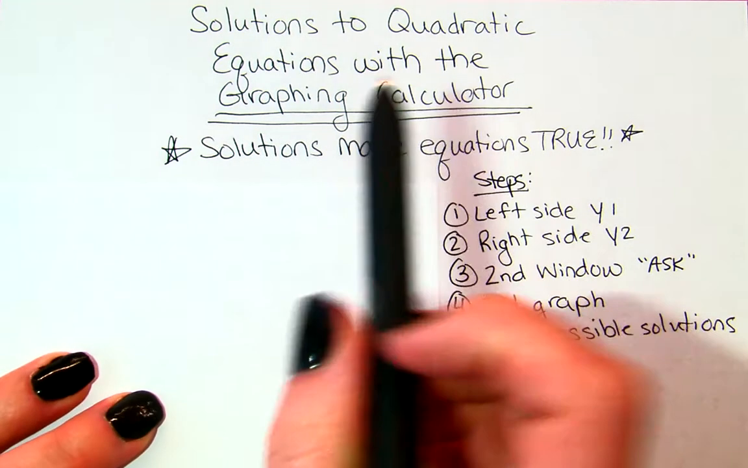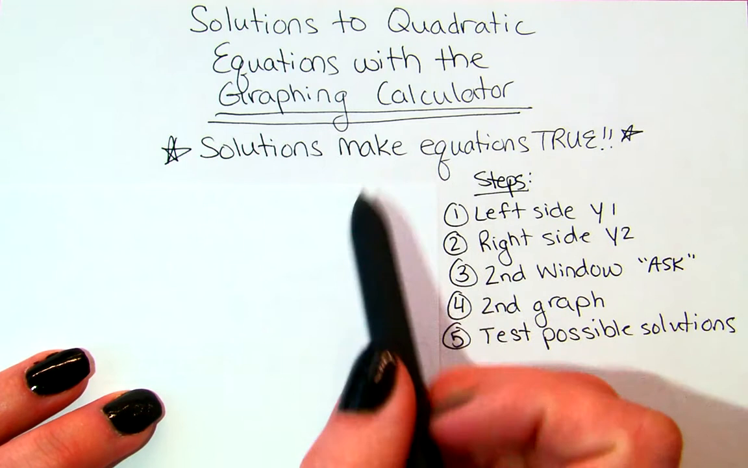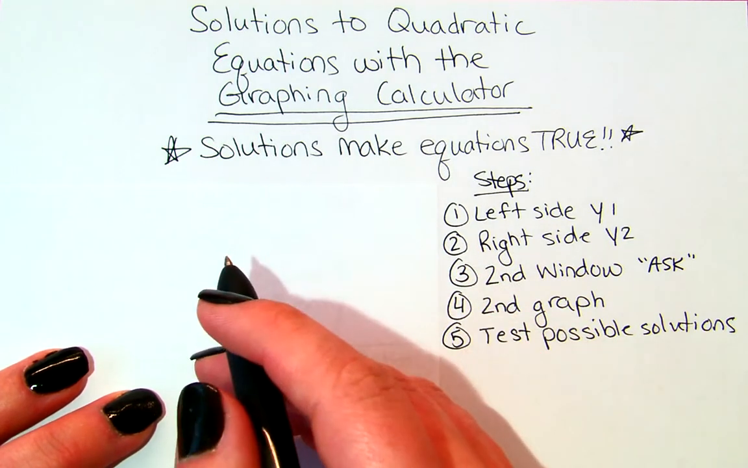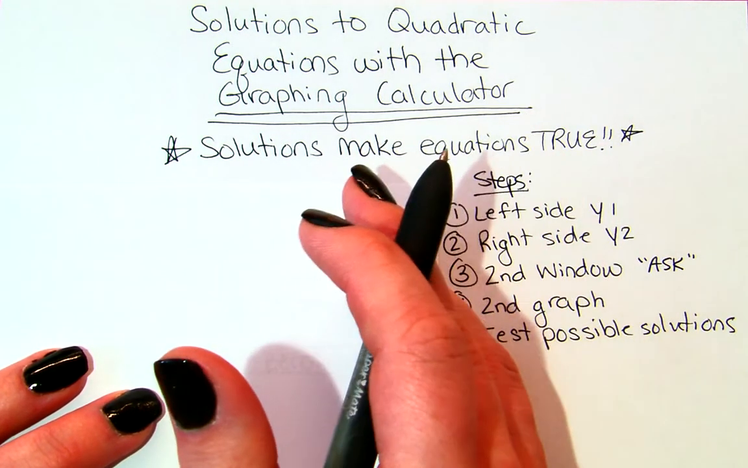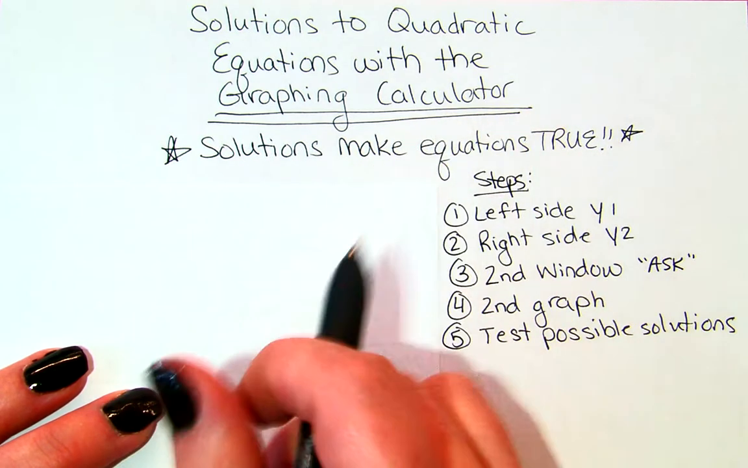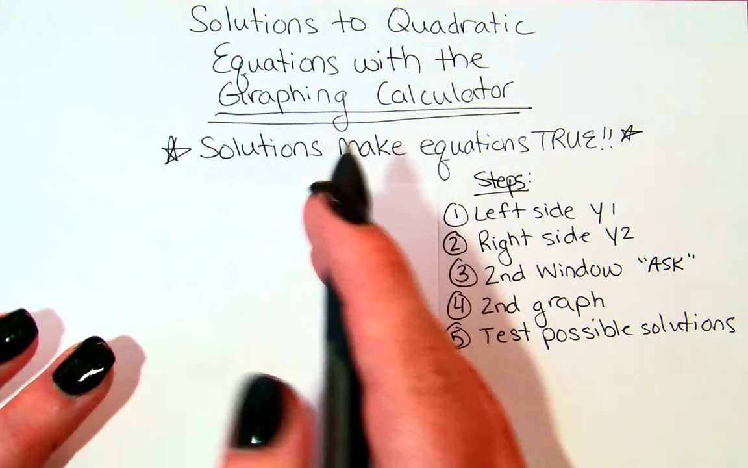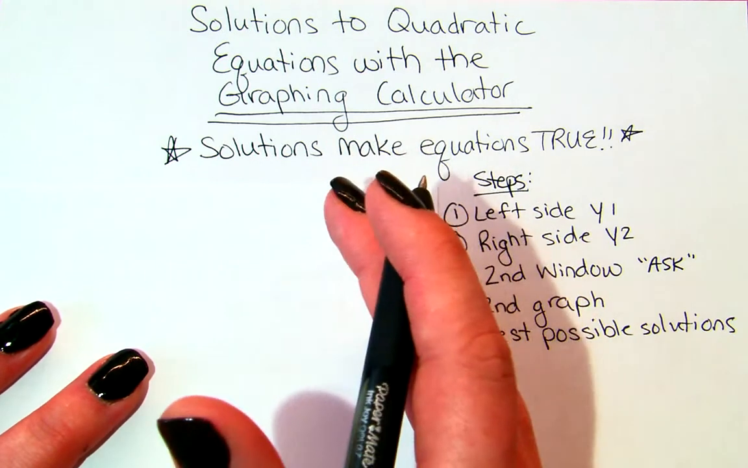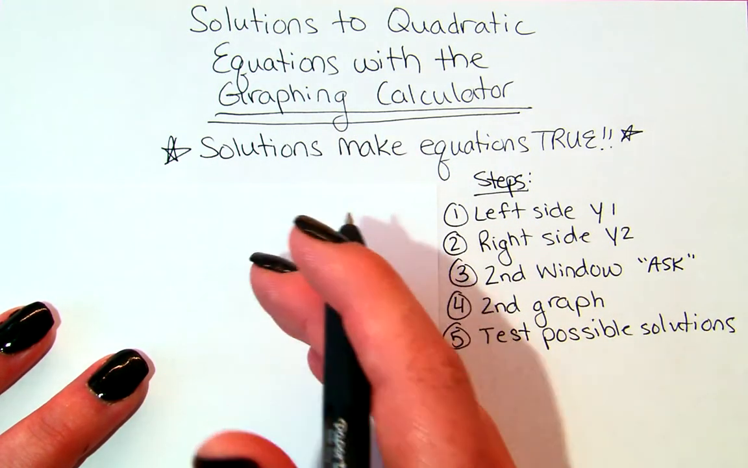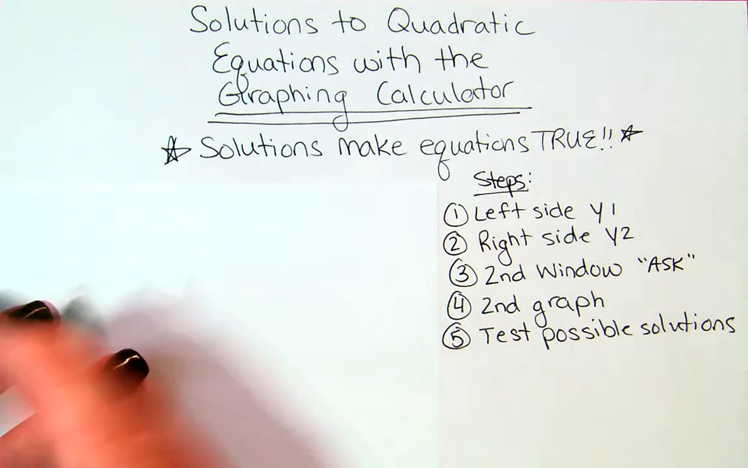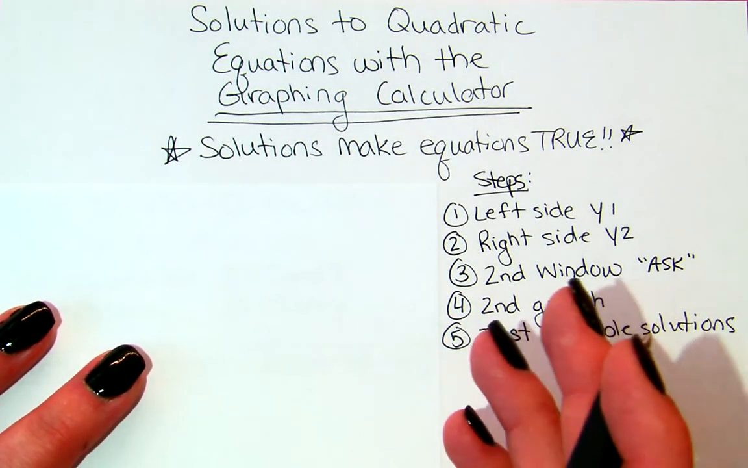Hello, today we are going to be talking about solutions to quadratic equations with the graphing calculator. So this is going to be a shortcut or a double check for doing the traditional methods for solving quadratic equations. You always want to try and do everything by hand because you want to understand the concept, but this is a trick that you can use to answer multiple choice questions when the solutions are provided, because obviously one of the four choices has to be the answer.